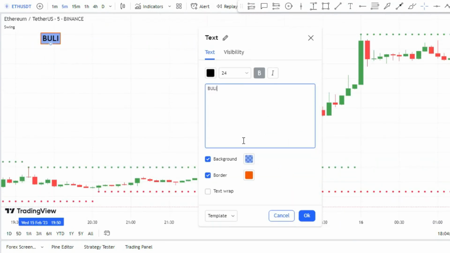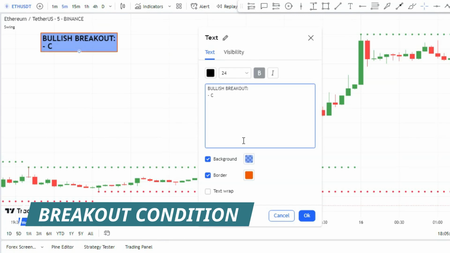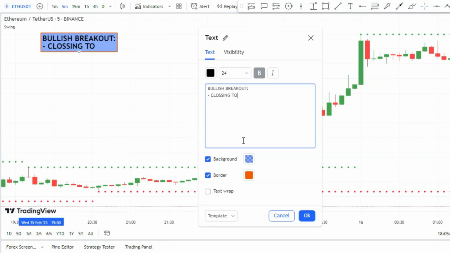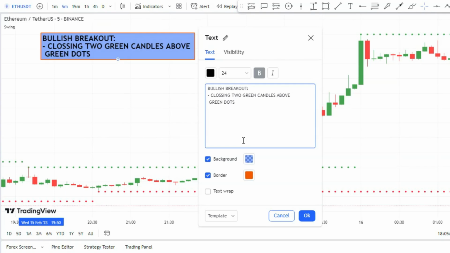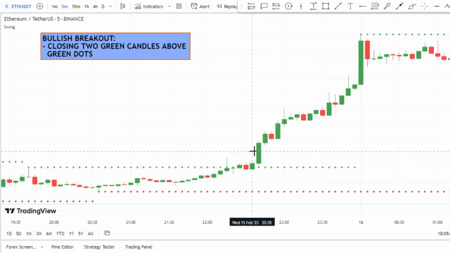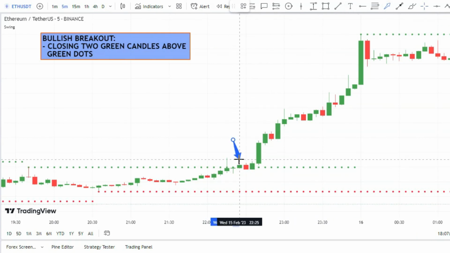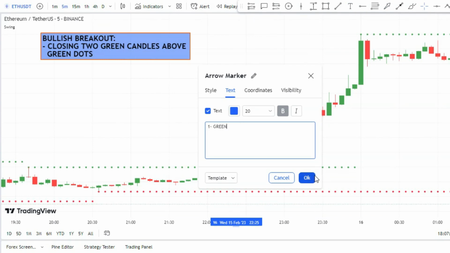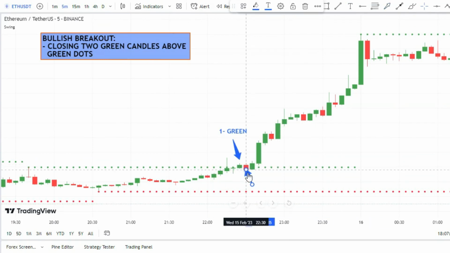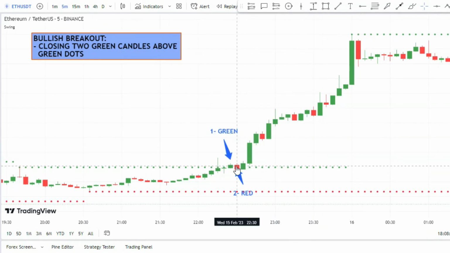But in this entry strategy, we need to pay attention to the breakout conditions as they are crucial for confirming the buy or sell signals. A bullish breakout occurs when the price action breaks above the green dots representing the swing high, but it is only confirmed when two consecutive green candles close above these dots. This means that we need to wait for at least two candles to close above the swing high before entering into a long position. In this case, the first candle may have broken above the green dots, but since the second candle was red, it wasn't a confirmed breakout yet.